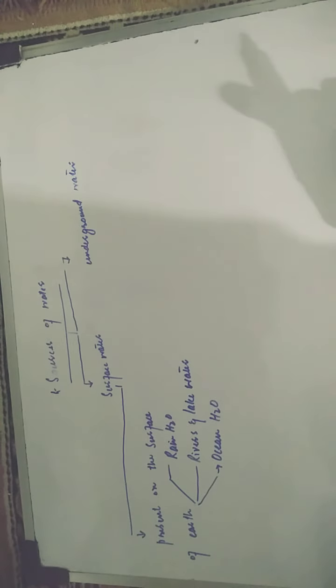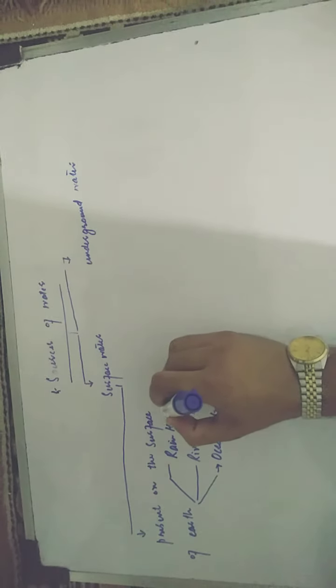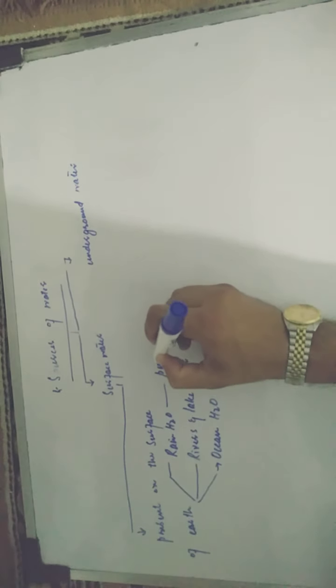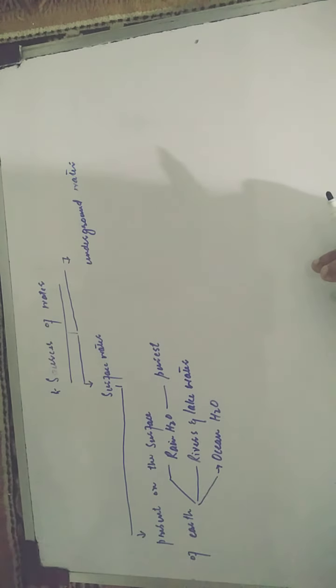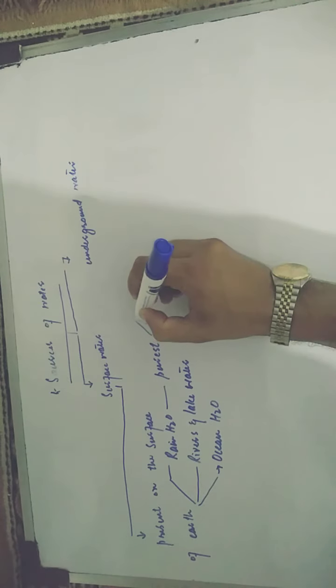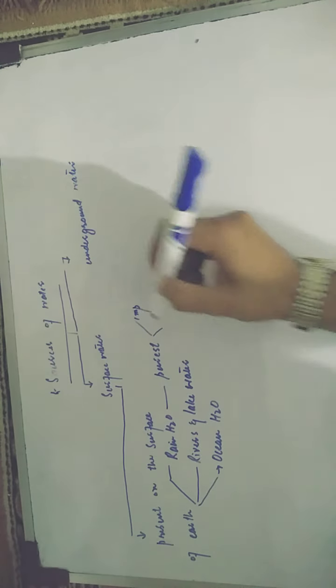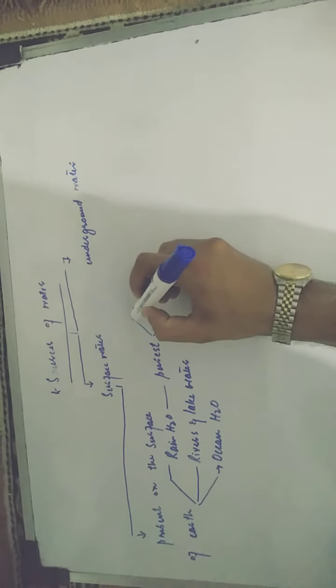So first of all, let's discuss the rainwater. Rainwater is the purest form of water that we get naturally. When it is raining, we get the purest form of water. While coming down through the air, it can get some impurities, like it will carry dust particles, germs, bacteria, and dissolve some of the gases which are present in the atmosphere. And the subsequent showers are free from these impurities.